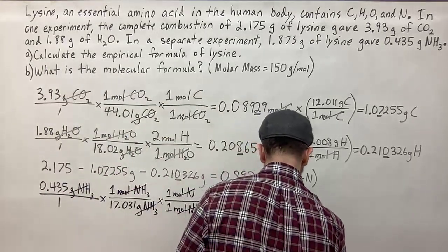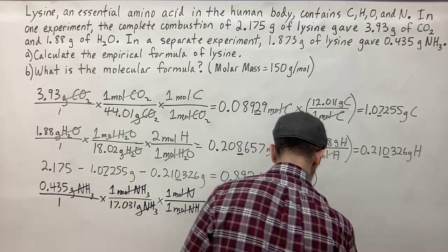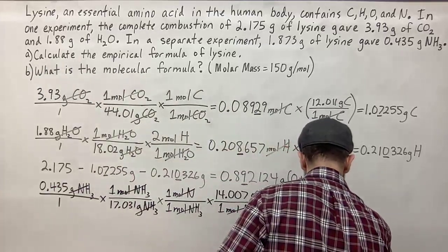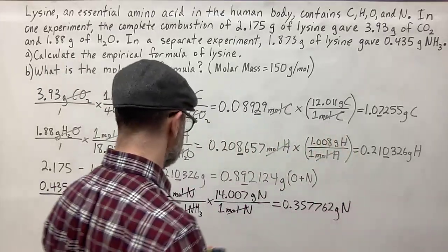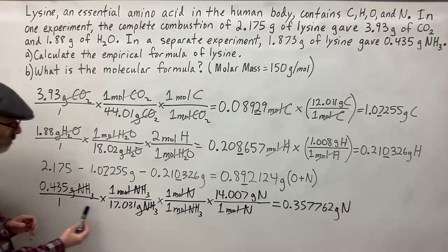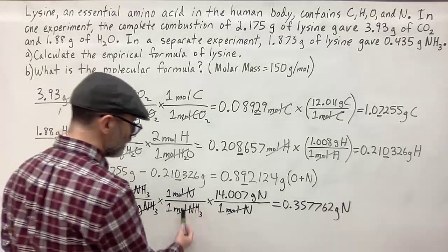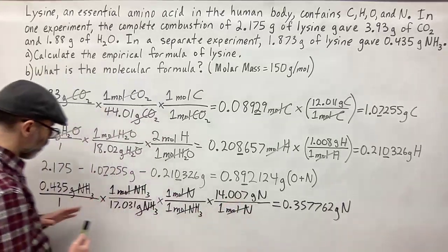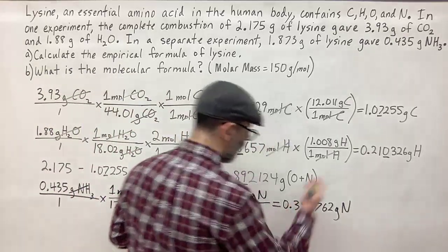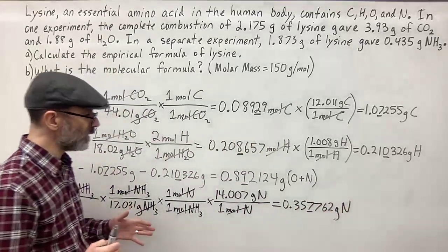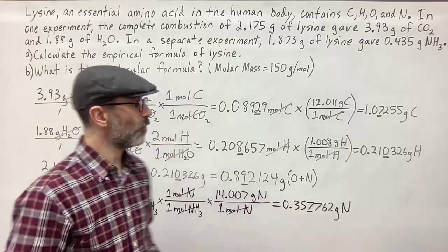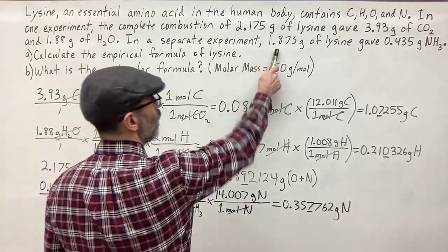0.3577. 0.357762 grams of nitrogen. Again, I'm starting with 3 sig figs here. I got 5 here. This is exact. I got 5 here. So the smallest number is 3. So I should only have 3 sig figs here: 1, 2, 3. But I'm keeping extra to avoid rounding mistakes. Okay, so this is the amount of grams that came from this amount of lysine.